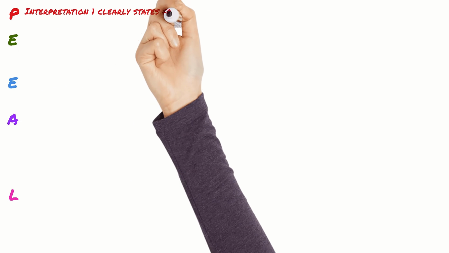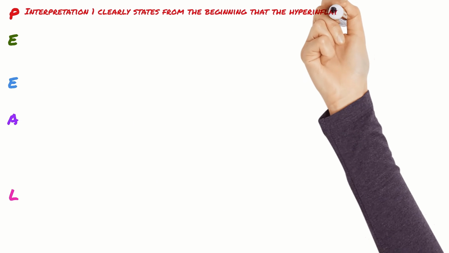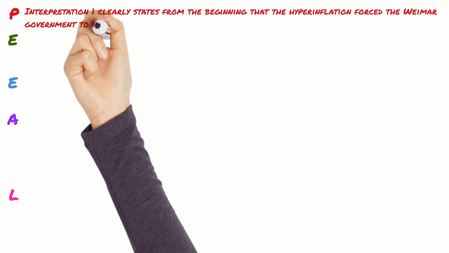So just like any other PEE paragraph, I'm going to start with a sentence to outline what the point of this paragraph will be. So I've written, Interpretation 1 clearly states from the beginning that hyperinflation forced the Weimar government to fear for its own existence.